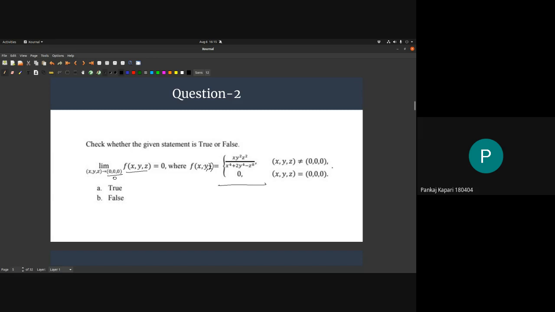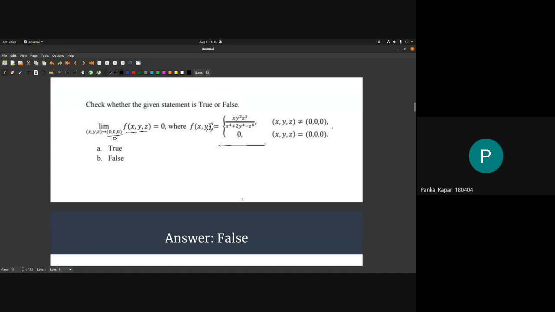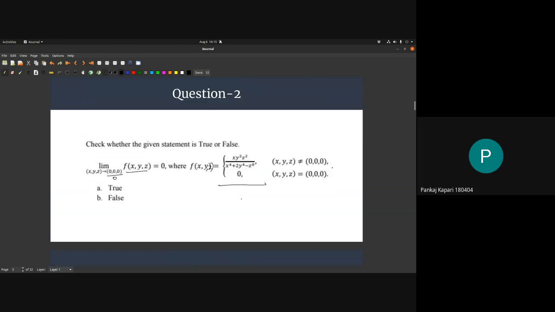Okay, let's calculate the limit. It may happen that the limit does not exist, or if this limit exists, then we have to show that the limiting value is 0. We have to prove that this limit is 0. Okay, so the answer is false. The statement is false. We'll show that the limit does not exist. And again the idea is the same.